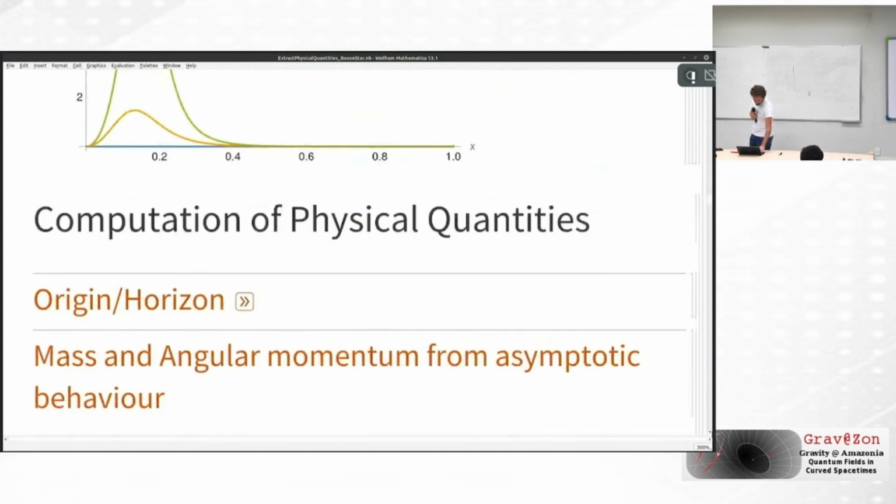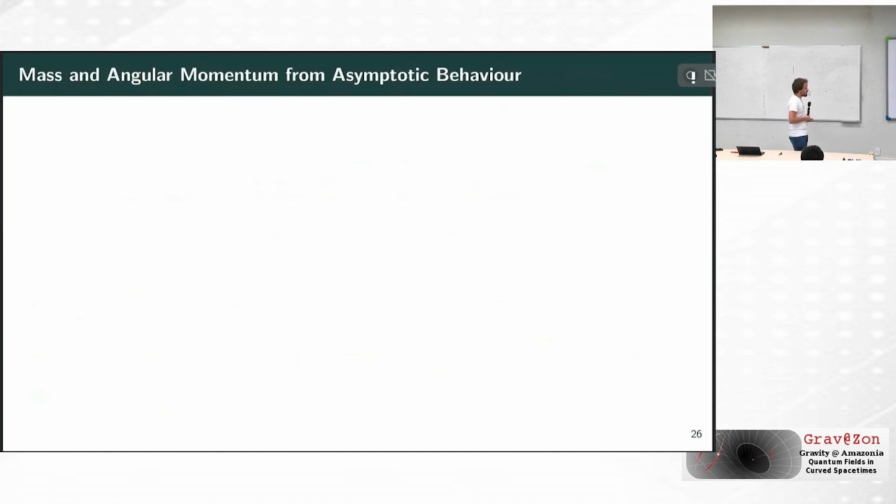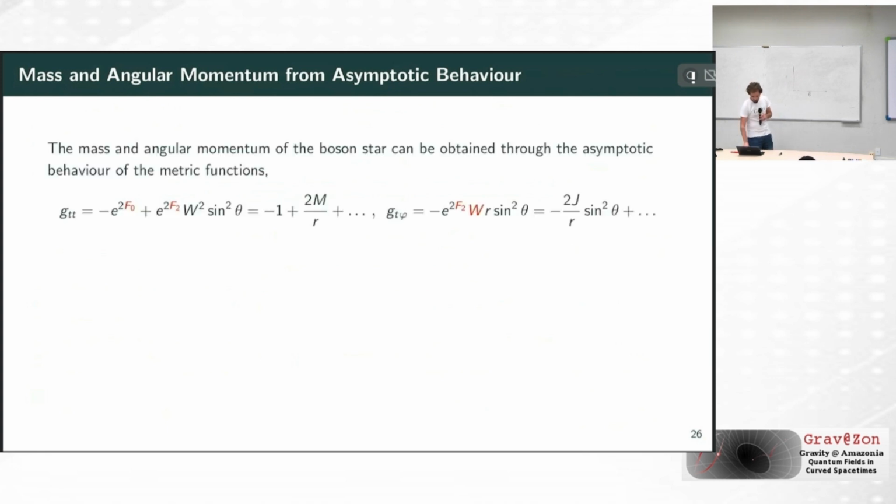But now we can start getting some physical quantities. The first one that one usually tries to get is the mass and the angular momentum. This can be done by looking at the asymptotic behavior of some functions. Since this is asymptotically flat, the g_tt part of the metric has some information regarding the mass of the object, and the g_t phi has some information regarding the angular momentum of the object.